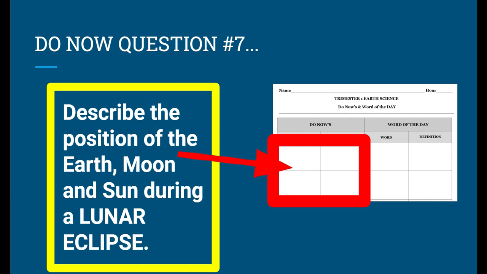We are going to do a double for our do now and word of the day. Our word of the day is eclipse, and then we have another double whammy. Describe the position of the Earth, Moon, and Sun during a lunar eclipse. We know a lunar eclipse can only occur during a full moon, and a full moon has to occur when the Sun, Earth, and Moon are in alignment. So the Earth has to be in between the Moon and the Sun in order to see the illuminated portion of the Moon from the Sun pointing towards the Earth.